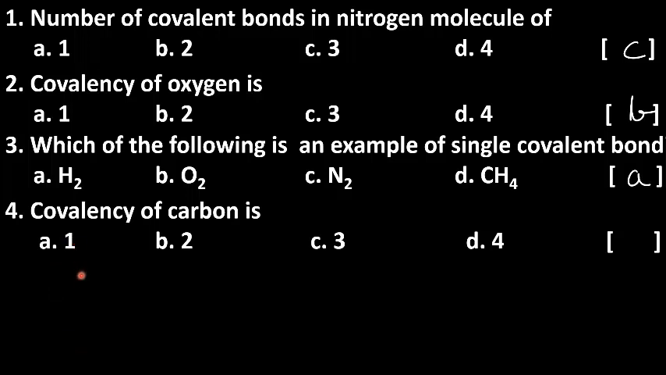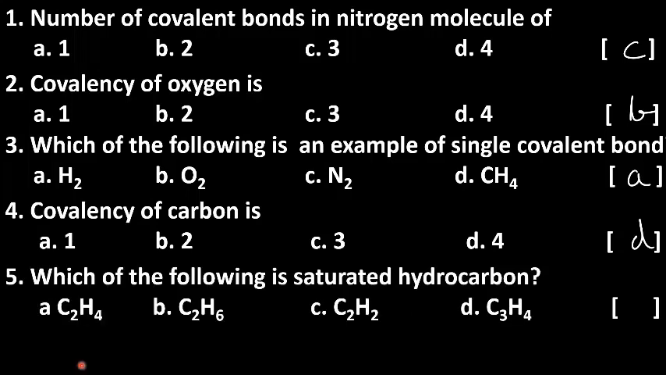Covalency of carbon is 1, 2, C3, D4. Carbon can form 4 single covalent bonds, therefore the covalency is 4. Covalency means the number of covalent bonds formed by the atom. So carbon has covalency 4, that is option D.